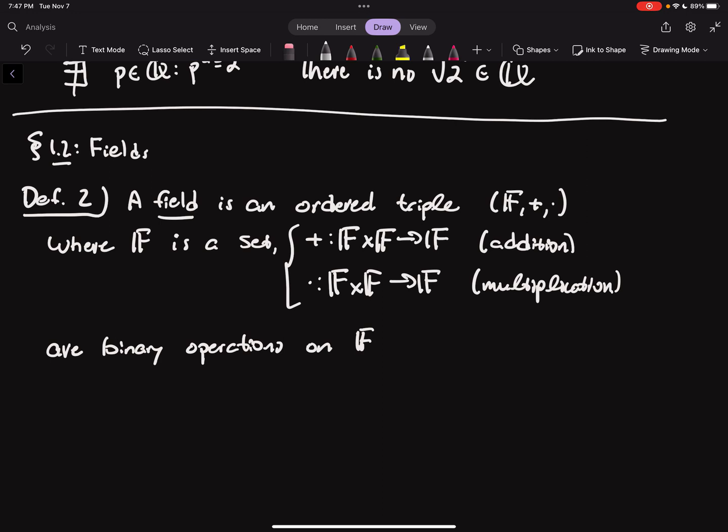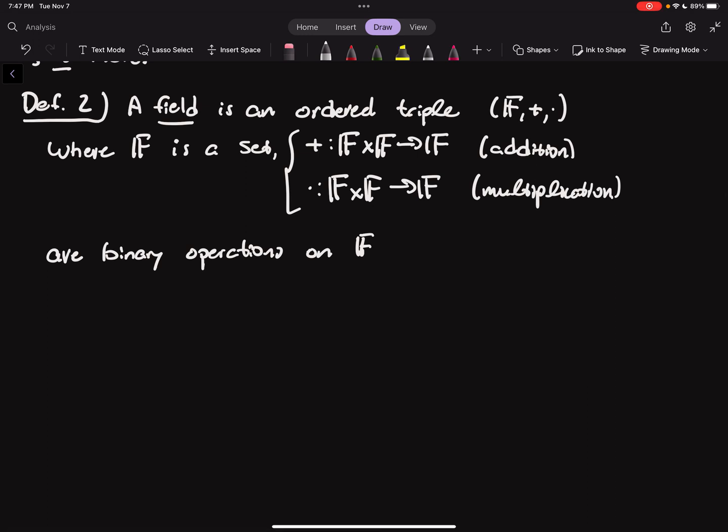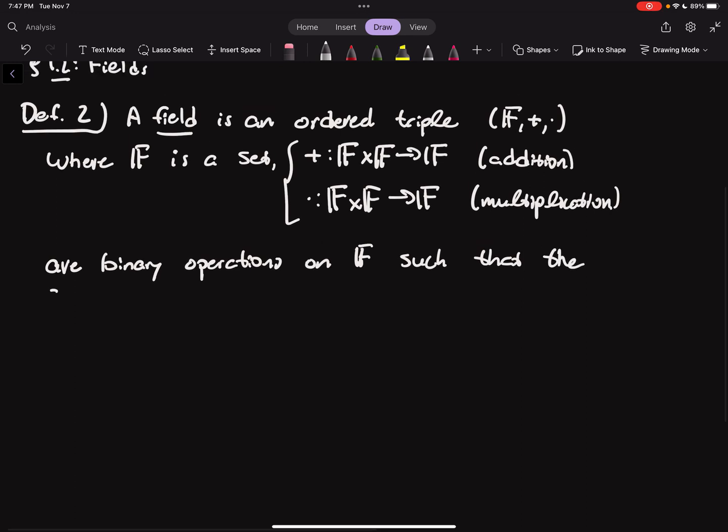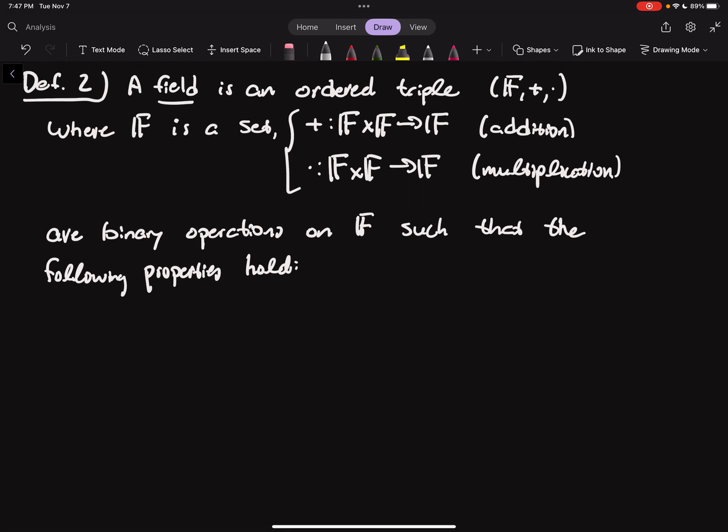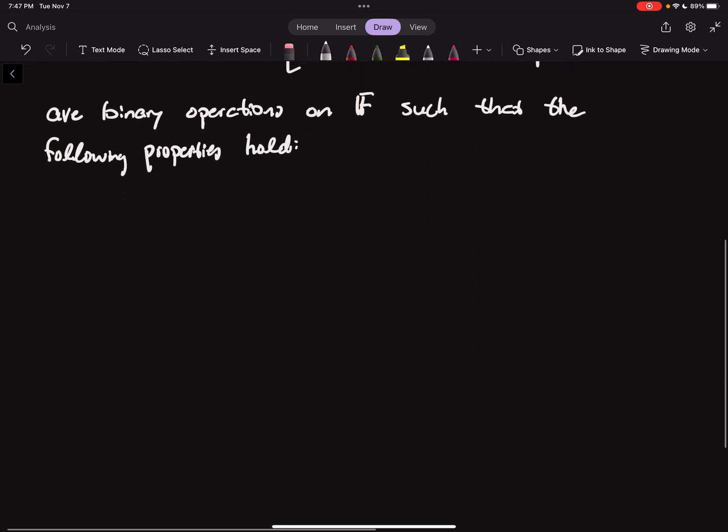So if you think about it, regular addition of numbers is a binary operation on a set of numbers. And these are binary operations on F such that the following properties hold. Okay, and I will list 10 properties. And that sounds like a lot, and it maybe is a lot, but they should all be pretty intuitive, I think.